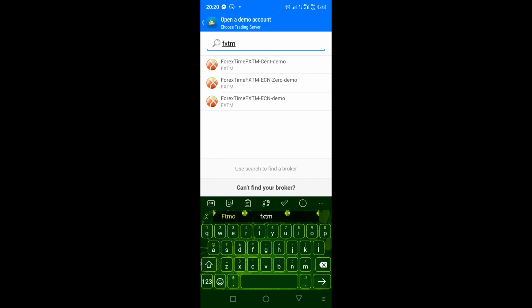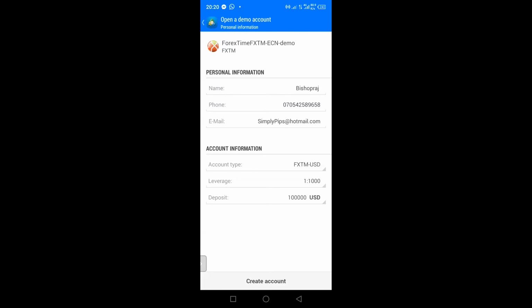Right, for the purpose of this class, I'll be choosing the very last one, the ECN demo. So I'll click on the ECN demo. It brings me to this place. I'm supposed to put in my details, right? So you can put in your name, right? This is a demonstration account, so practically everything on this screen is fictitious. Of course, aside my nickname. So put your name, right? Put a phone number, put an email under personal information. Then we'll go to the next segment, account information.